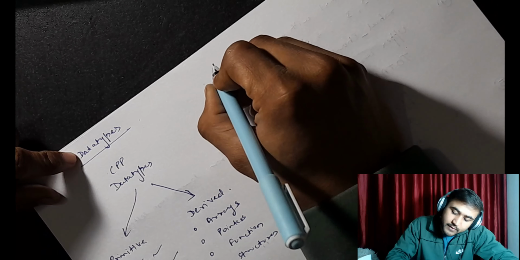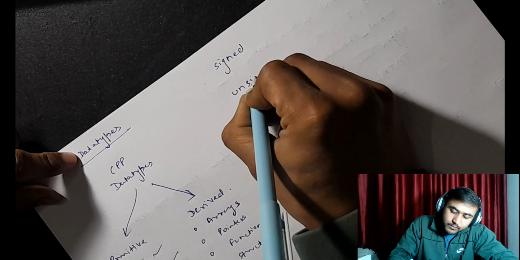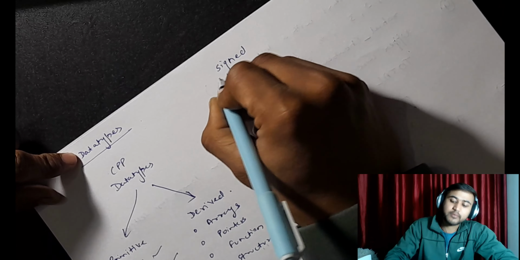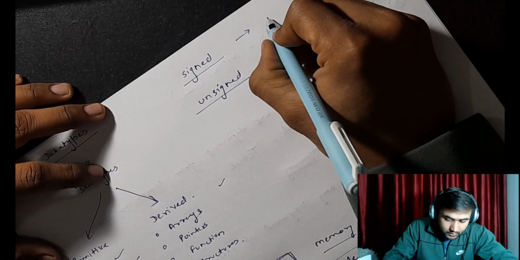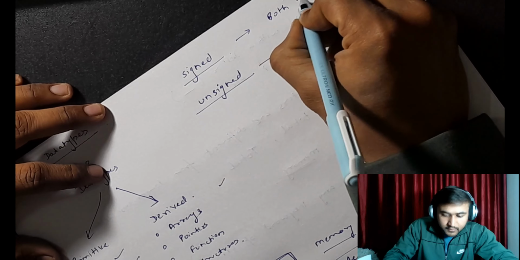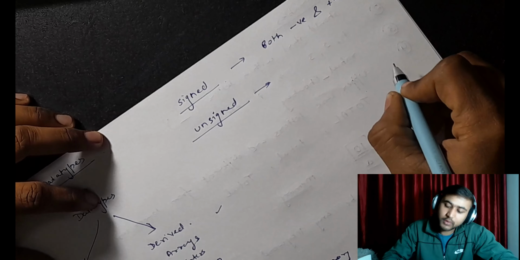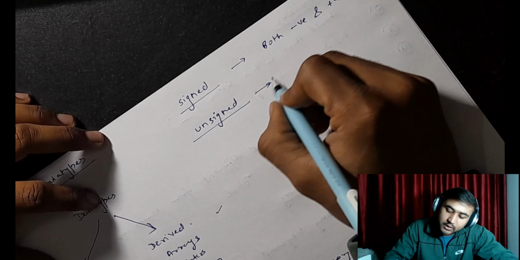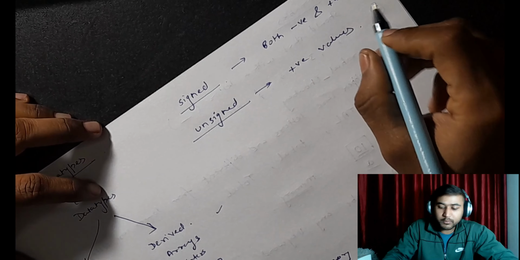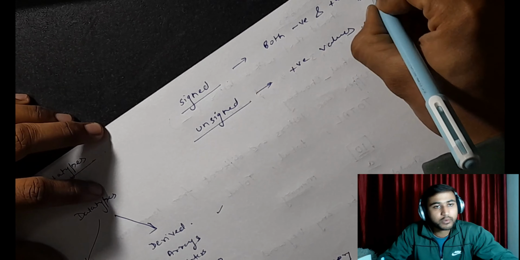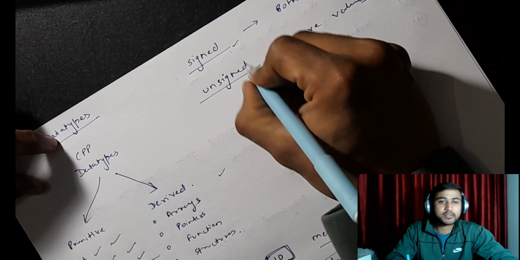Other than this, we have two types of values, signed values and unsigned values. In examinations, it is asked what the difference between signed and unsigned is. So in signed values, we use both negative and positive values, and in unsigned values we use only positive values. We can store only positive values in unsigned, and here we can store both negative and positive values in our memory. Right, so this is the basic difference between signed and unsigned.